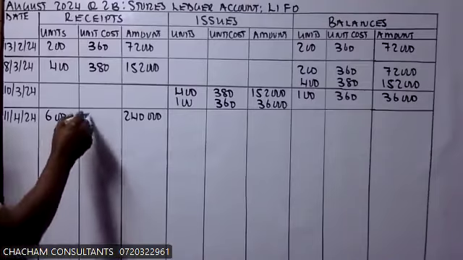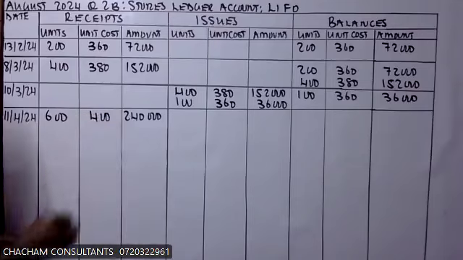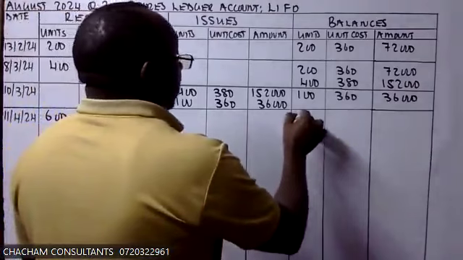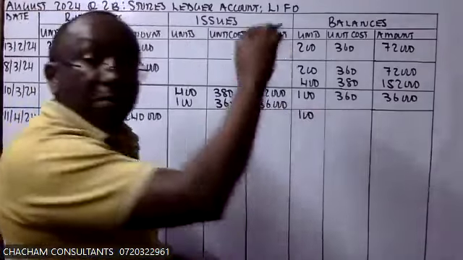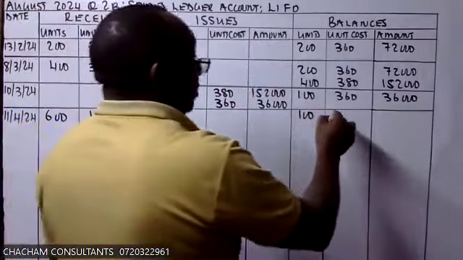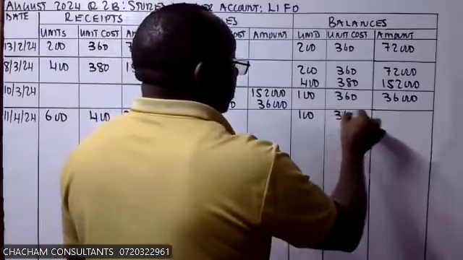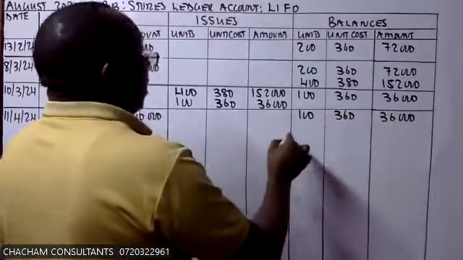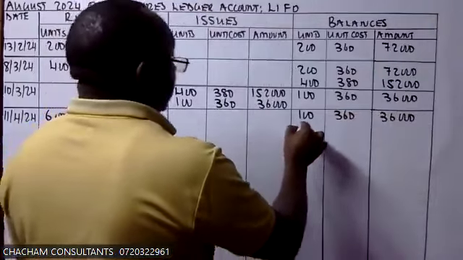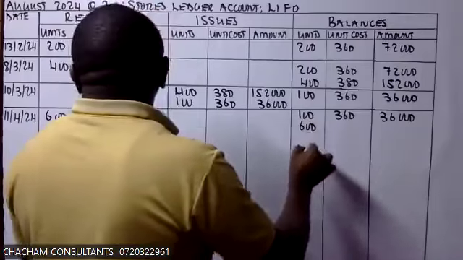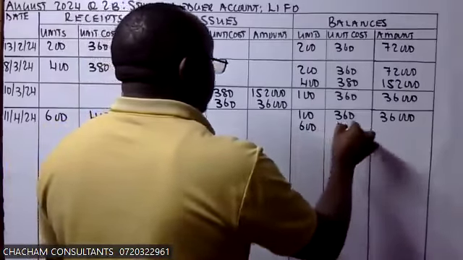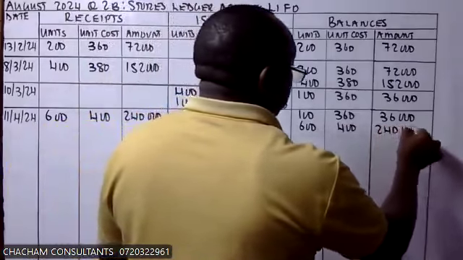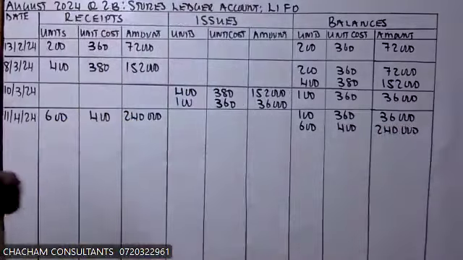Per unit there ni ngapi? $400. Good. So when we come to close the day, we shall close with the 100 that ilikuwa imebaki jana or the previous time at 360. That is that 6,000. Then we have the units. The units are 600 at 400. And that gives us 240,000.